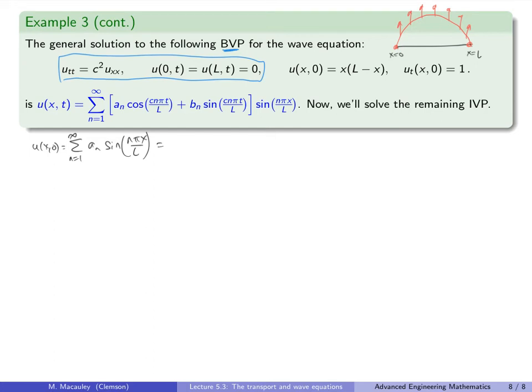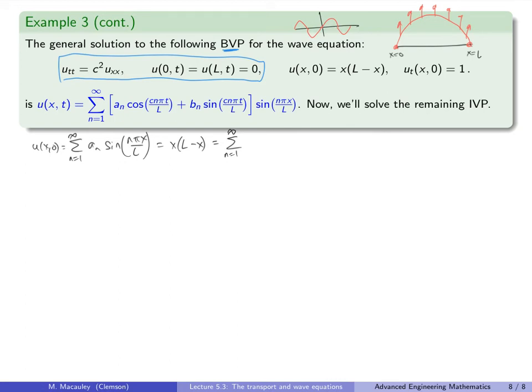So we set this equal to the initial condition, which is x times (L minus x). And this is a Fourier sine series, so we have to write it as a Fourier sine series, because again, that function is just this guy. So we have to write it like that. And so that is the sum from n equals 1. We've done this before, so I'm not going to redo it.